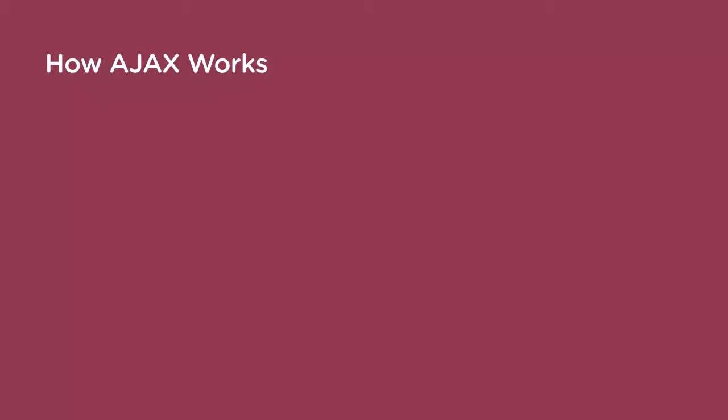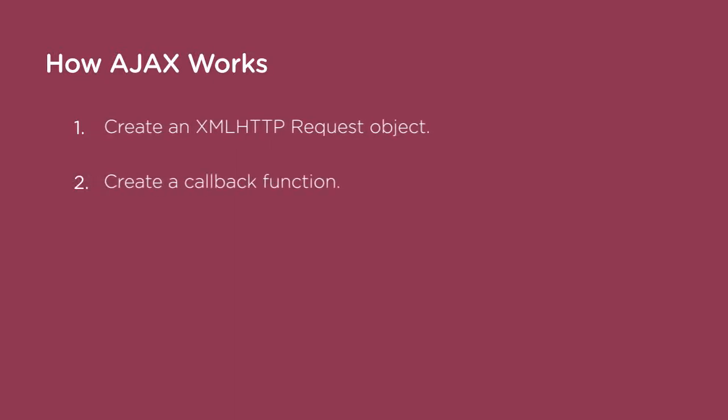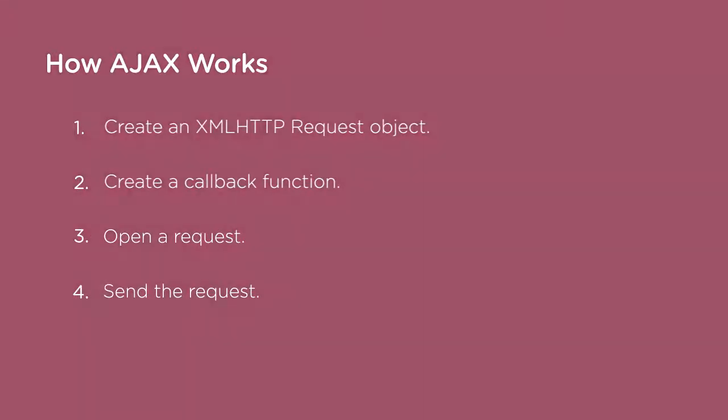In this stage, we'll dig deeper into how AJAX works and look more at callbacks and response formats. But first, let's review the basics of AJAX. As you learned in the last stage, there are 4 steps to an AJAX request. First, create an XML HTTP request object. Second, create a callback function. Third, open the request. And fourth, send the request.